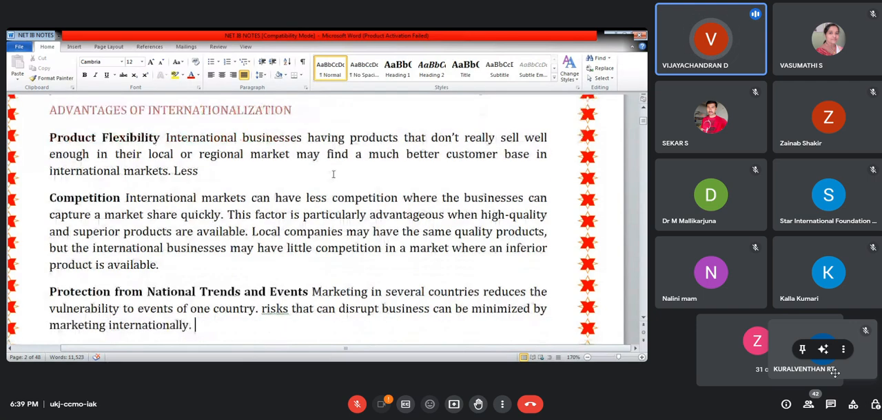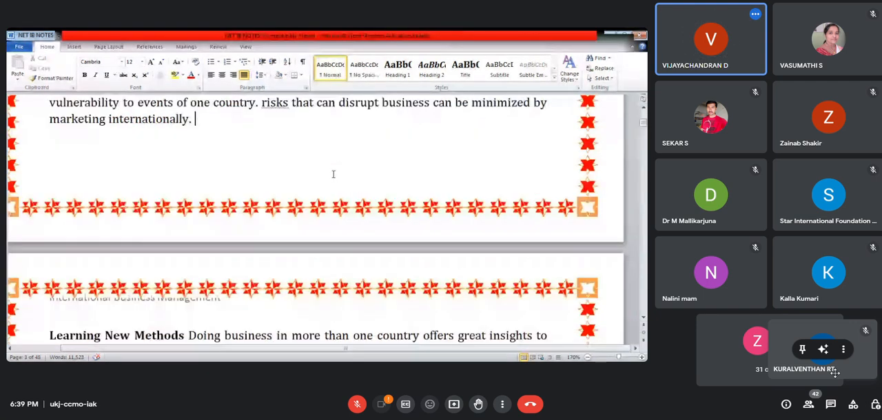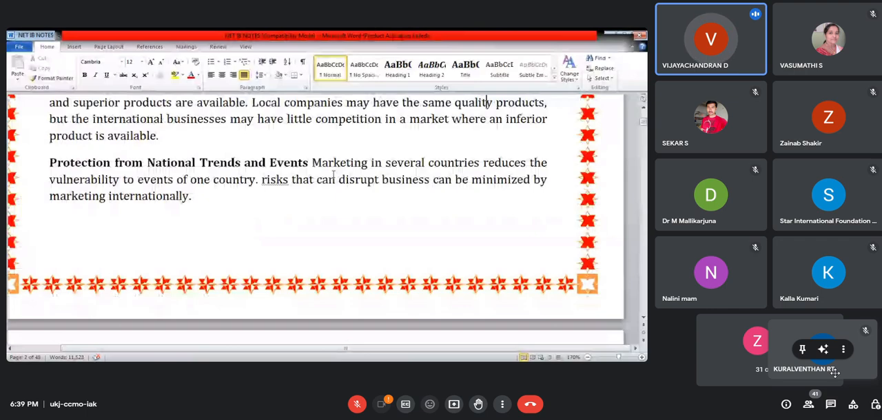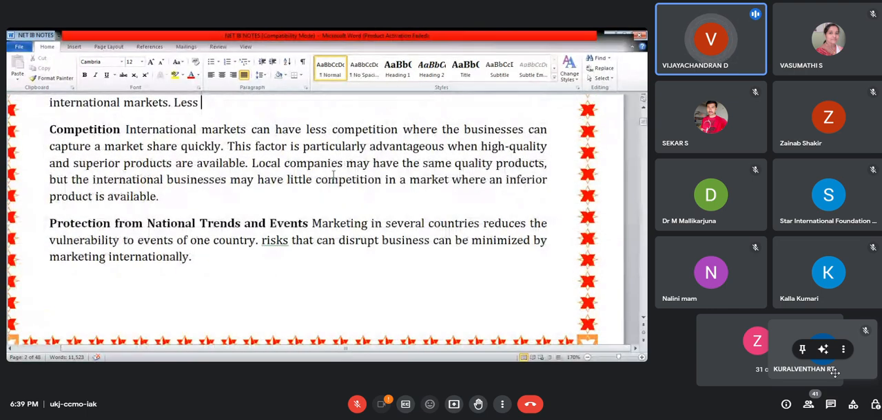Then competition. As you know, with competition the customer will have a good product, a healthy product. In the case of tougher competition, a variety of products and facilities will be available, superior products will be available, and high quality products will be available with the help of competition.